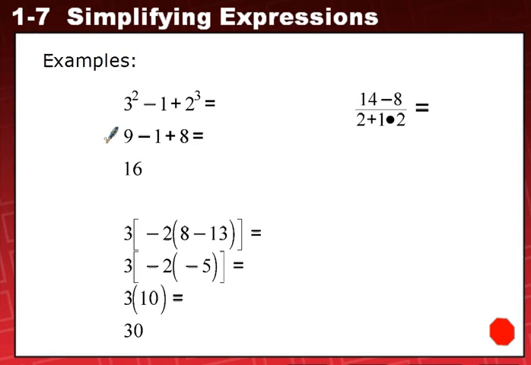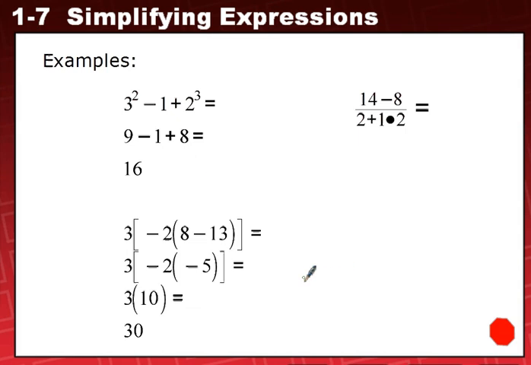3 squared minus 1 plus 2 cubed. We do our parentheses, but there aren't any, so we just move right on to our exponents. And so we have 3 squared is 9 minus 1. There's nothing I can do about that yet. And then 2 cubed is 8. And now we're going to add and subtract in order from left to right. So 9 minus 1 is 8, plus another 8 makes 16.